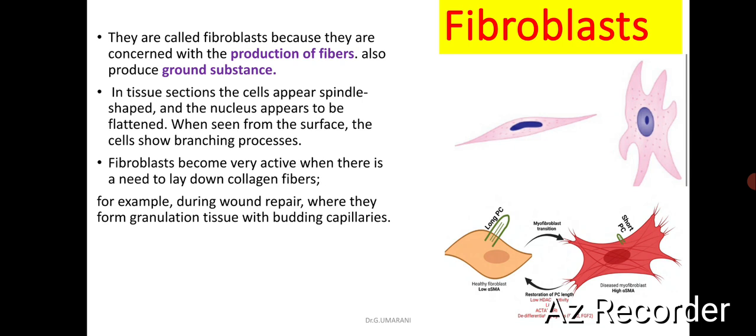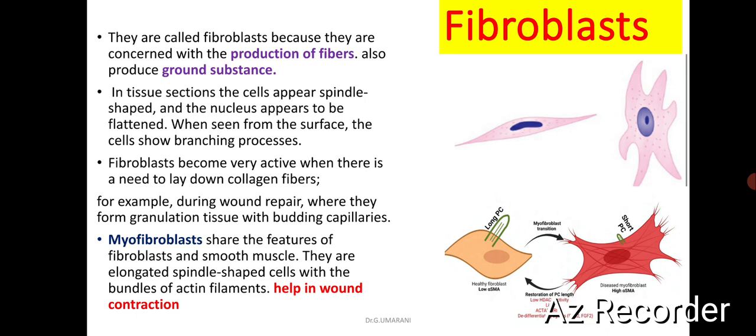production of ground substance. In tissue sections, the cells appear spindle shaped and the nucleus appears flat. When seen from the surface, the cells show branching processes. Fibroblasts become very active when there is a need to lay down collagen fibers. For example, during wound repair, where they form the granulation tissue with budding capillaries. During that time, they become very active.